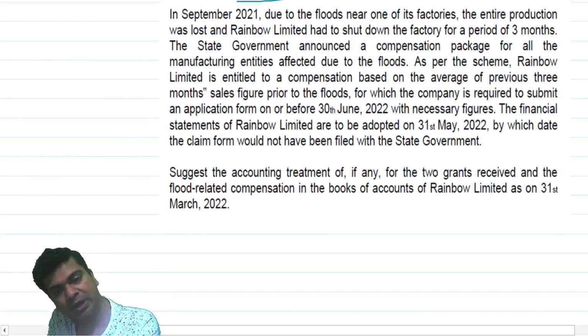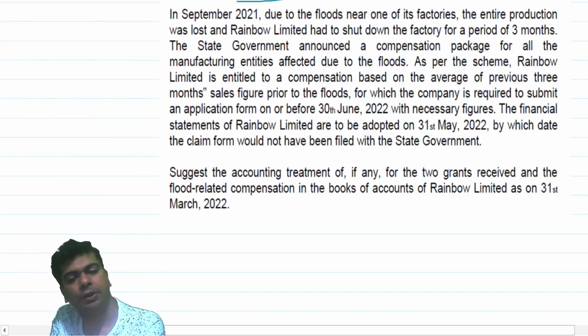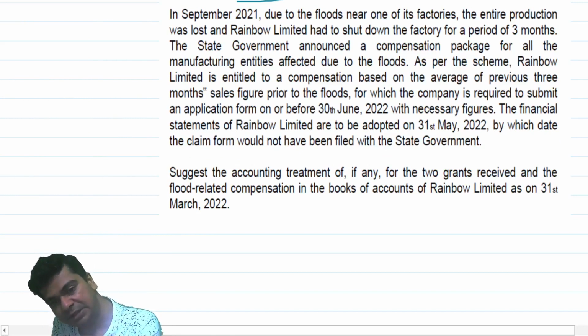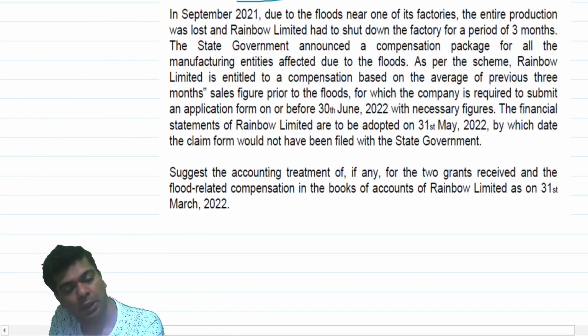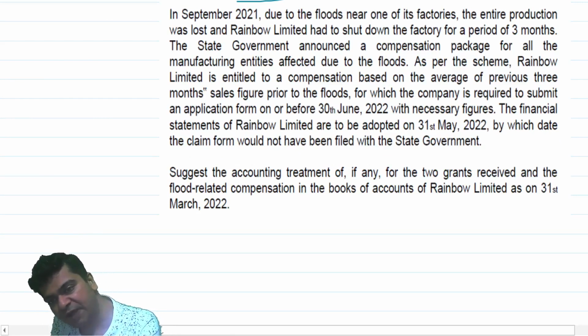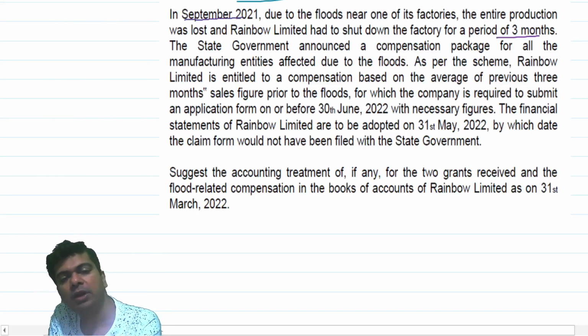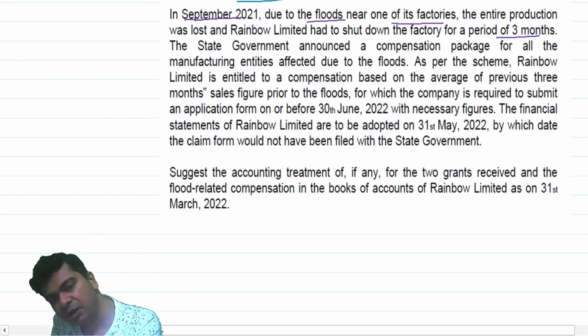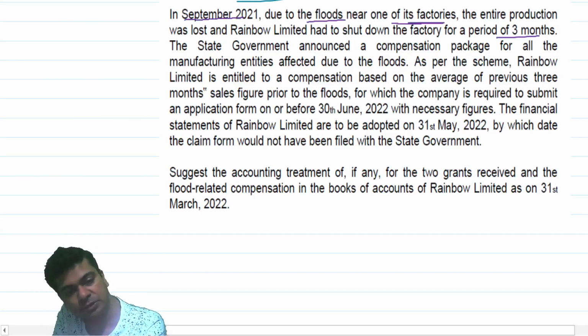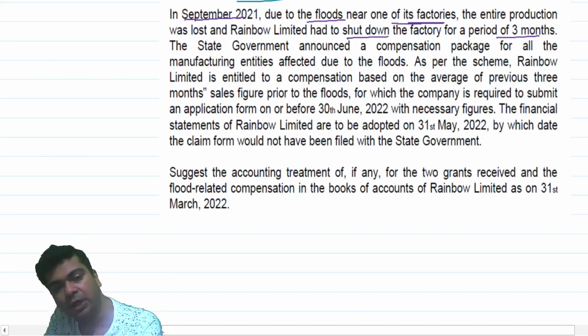In September 2021, due to the floods near one of its factories, the entire production was lost, and Rainbow Limited had to shut down the factory for a period of 3 months. September 2021, there was a flood near one of our factories, and our production has been lost, and we had to shut down the factory for continuous 3 months. The factory remained shut down.